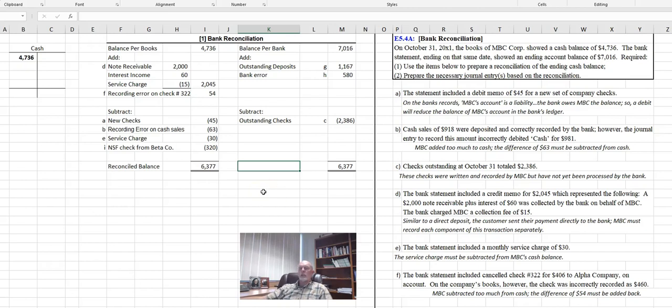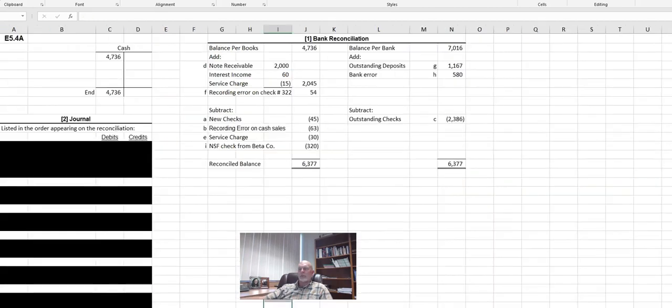So that's the reconciliation. Now remember, in the cash account, we still have the 4736 that we were trying to reconcile. Everything in this column needs to now be recorded in order to bring our records up to date. So the bank reconciliation is just an organized worksheet where we figure out why the numbers are different. But we still have to go through the recording process of putting all these things in the journal and then posting to the ledger. So I've got that on this next page.